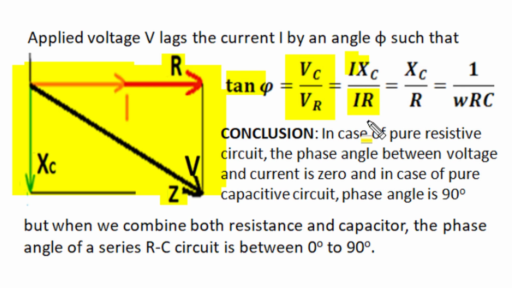Current I is common, so we can say the phase reference angle between current phasor and voltage phasor, phi, is given as tan phi equal to Xc over R, and we can write Xc as 1 over omega C, so tan phi becomes 1 over omega RC.